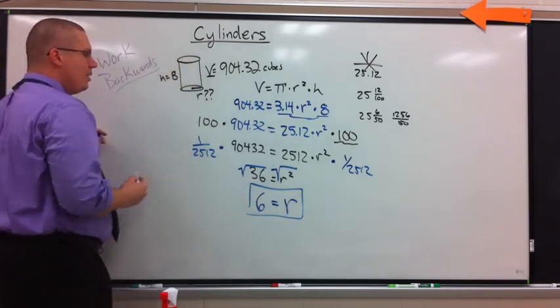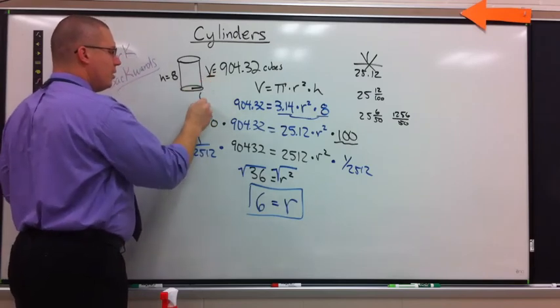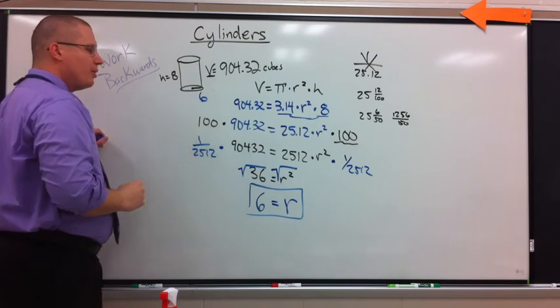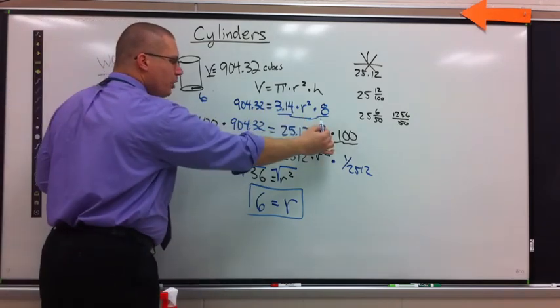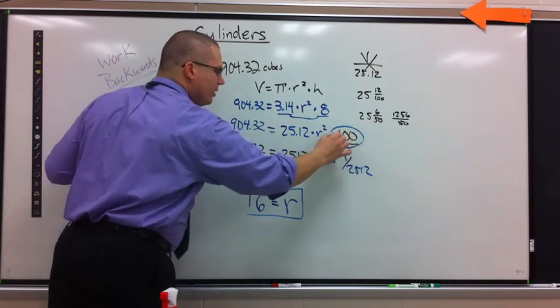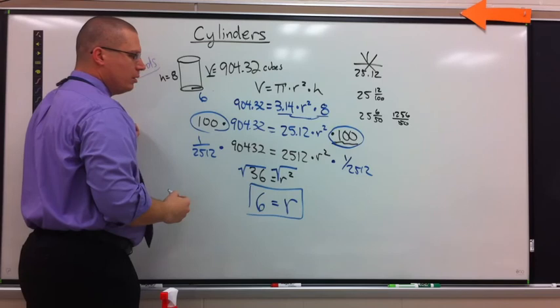So what you found out is this. The radius is equal to 6. So the working backwards, again, substitute in what you know, combine. Now, you don't have to do the times 100. It does get rid of the decimals though.